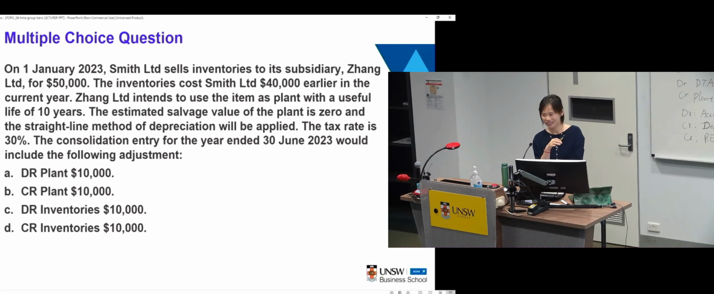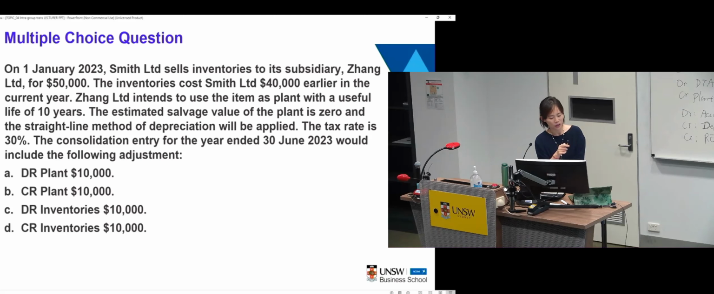So we correctly identify the amount of adjustment, or they are all the same, but I will give you some different numbers later. Then the key is to find the correct account's name, right? Accounts that need to be adjusted. After the transfer, the item is used by John Limited as plant, which means you need to adjust the carrying amount of the plant, not inventory.